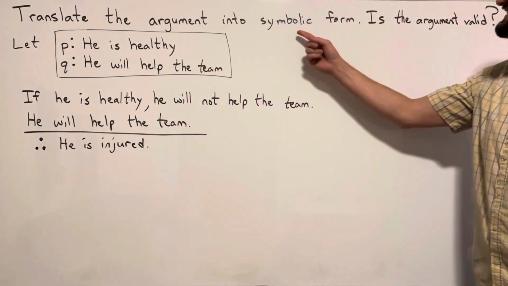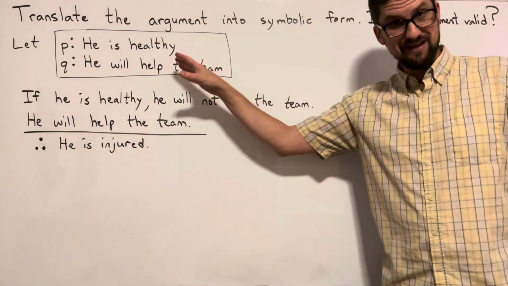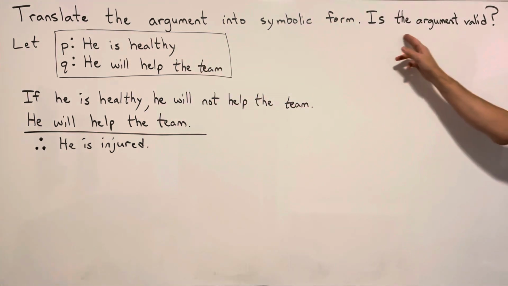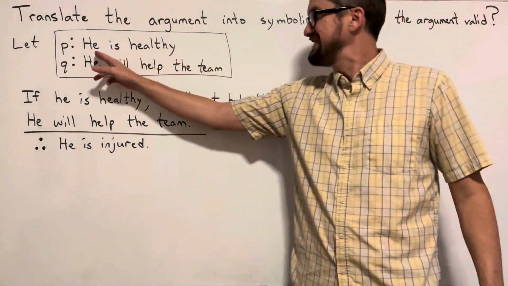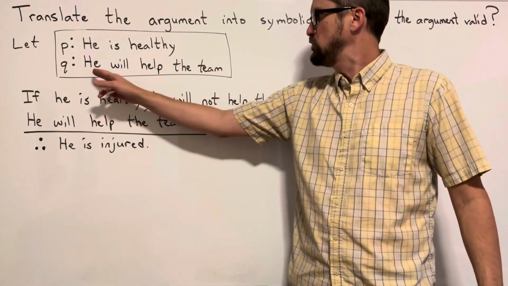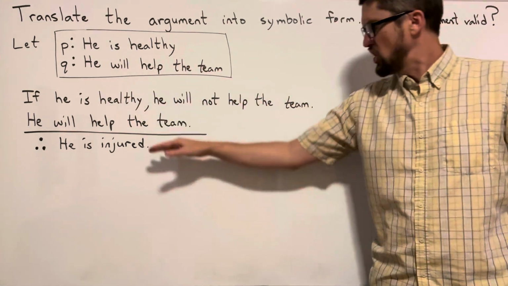Translate the argument into symbolic form using P and Q. Is the argument valid? Let P be the statement "he is healthy," and Q be the statement "he will help the team." All right, here's the argument.